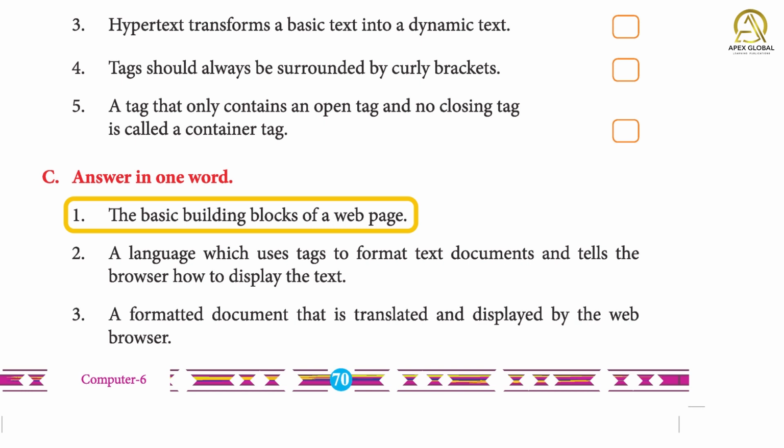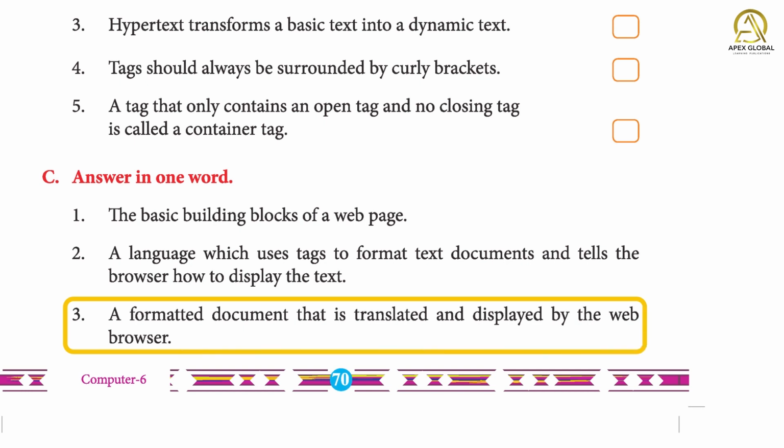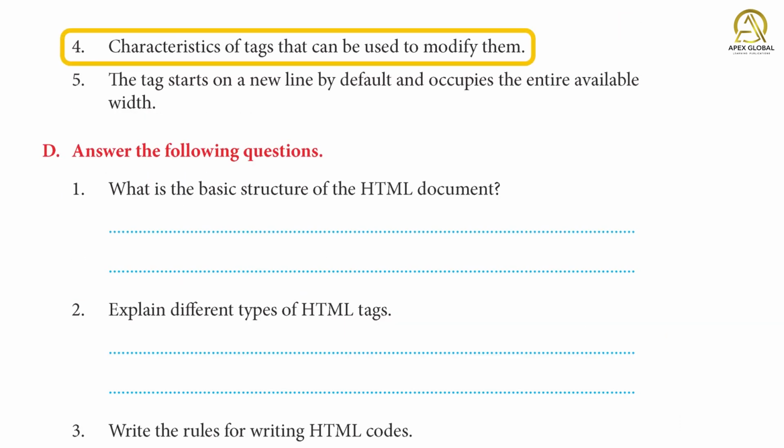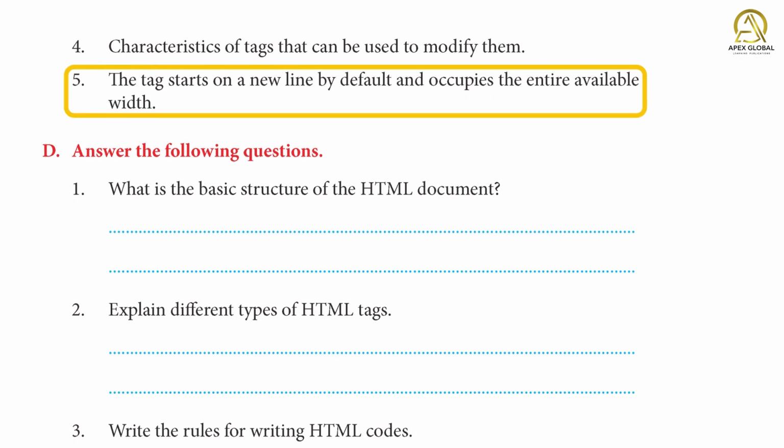C. Answer in one word. 1. The basic building blocks of a web page. Answer. Tag. 2. A language which uses tags to format text document and tells the browser how to display the text. Answer. Markup language. 3. A formatted document that is translated and displayed by the web browser. Answer. HTML. 4. Characteristic of tags that cannot be used to modify them. Answer. Markup tag. 5. The tag starts on a new line by default and occupies the entire available width. Answer. Block level tag.